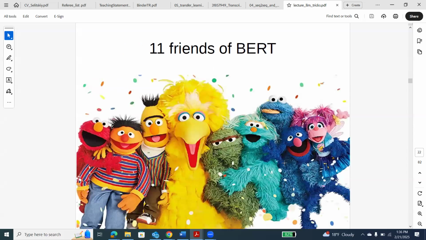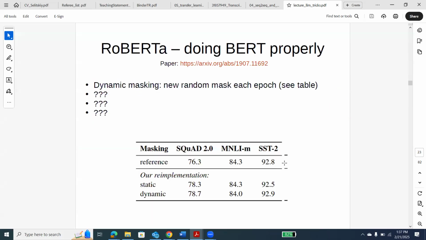Okay, now let's talk about modifications of this vanilla BERT model. Do you know how this BERT model looks like? If you don't know, it's the one on the left from this yellow bird. So now you can consider yourself specialists on large language models. You know how the BERT model looks like.